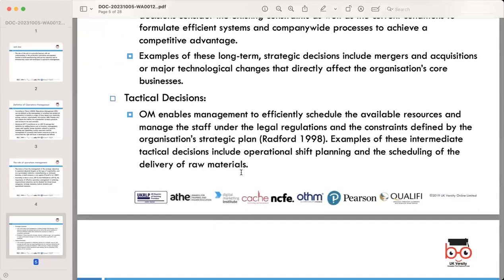Then tactical decisions enable management to efficiently schedule the available resources and manage the staff under the legal requirements, regulations, and the constraints defined by the organization's strategic plan. So Radford 1998 is talking about tactical decisions and enables management. Examples of these intermediate tactical decisions include operational shift planning and the scheduling of the delivery of raw materials.